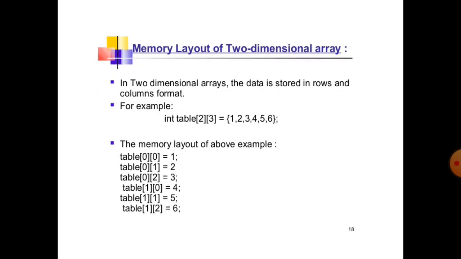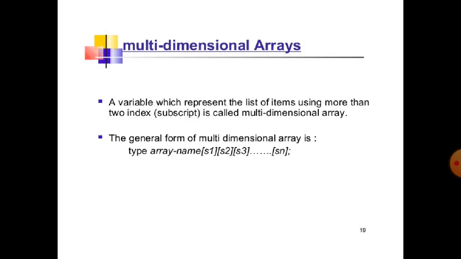Memory layout of the two-dimensional array: in two-dimensional arrays, the data is stored in row and column format. For example, int table[2][3] = {1, 2, 3, 4, 5, 6}. The memory layout of the above example is: table[0][0] is equal to 1, table[0][1] is equal to 2, table[0][2] is equal to 3, table[1][0] is equal to 4, table[1][1] is equal to 5, and table[1][2] is equal to 6. This is the layout of the array.